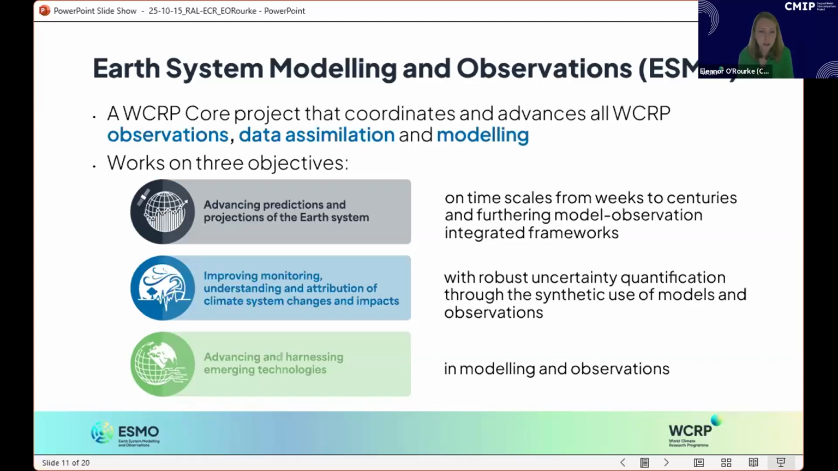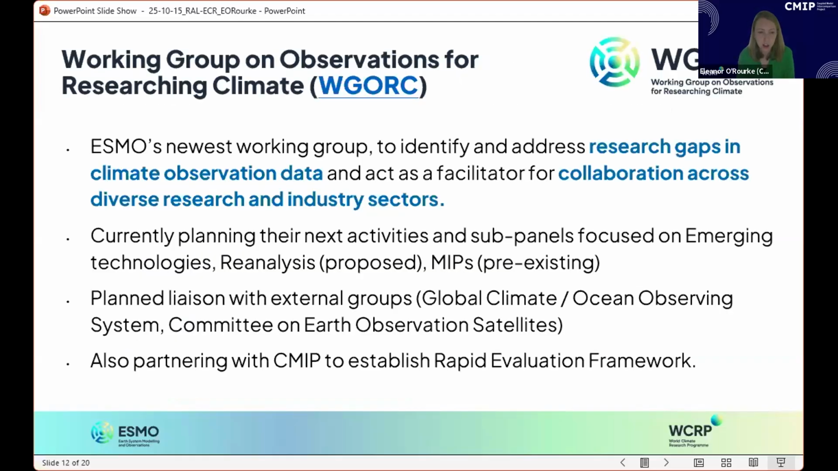And that's quite difficult because model uncertainty is different from observational uncertainty. And there's a bit of a communication challenge between the communities to understand what each means by their definition of uncertainty. We also need to look at advancing and harnessing emerging technologies in modelling and observations through the use of AI and machine learning. There's a very specific group that's now set up, and Dora is part of that, the Working Group on Observations for Research and Climate.